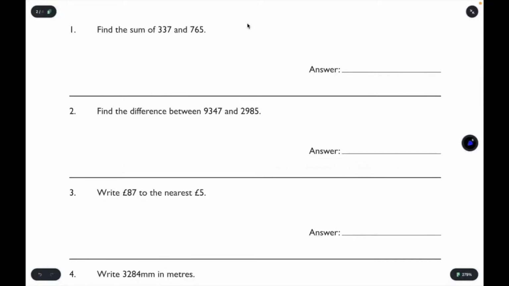Question 1, find the sum of 337 and 765. So 765 add 337. So 5 add 7 is 12. So we've got 2 extra 1. 6 add 3 is 9. Add the 1 is 10. So 0 extra 1. 7 add 3 is 10. Add the 1 is 11.